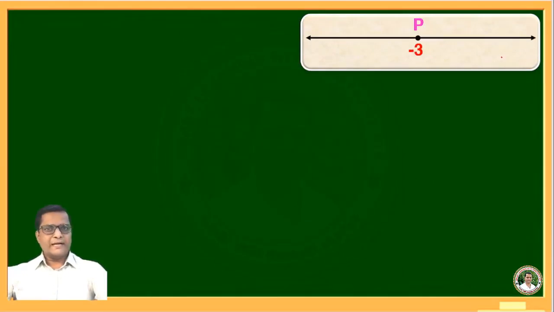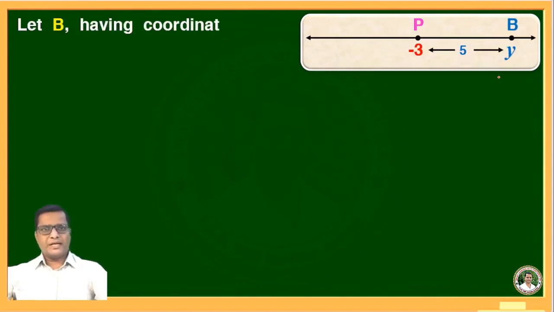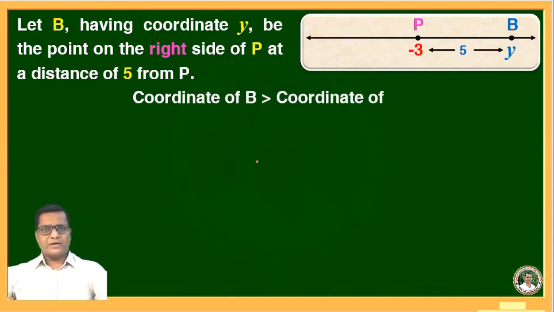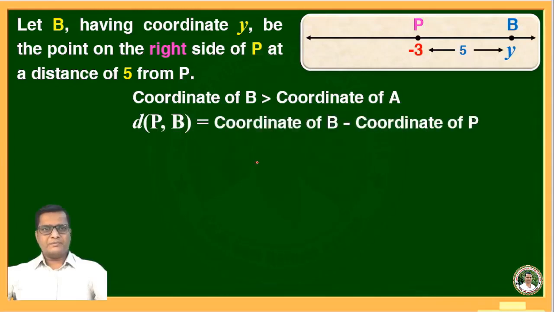Now, we will take the point which is at 5 from the point P on the right side, and that point is B, which is shown in the figure. That is, let B having a coordinate y be the point on the right side of P at a distance of 5 from P. Here the coordinate of B is greater than the coordinate of P. Therefore, the distance between point P and B is nothing but the difference between the coordinate of B and the coordinate of P.